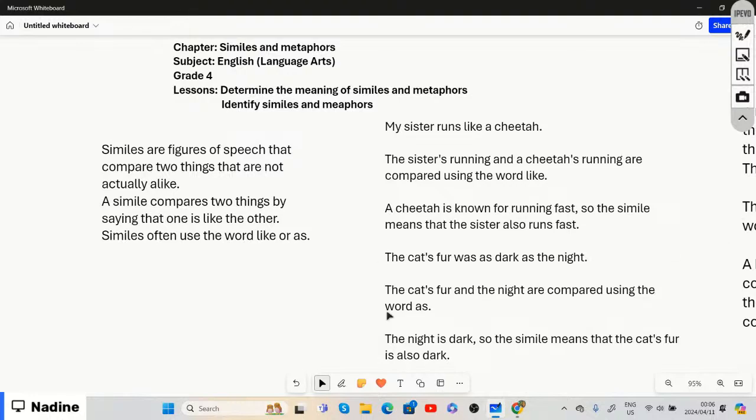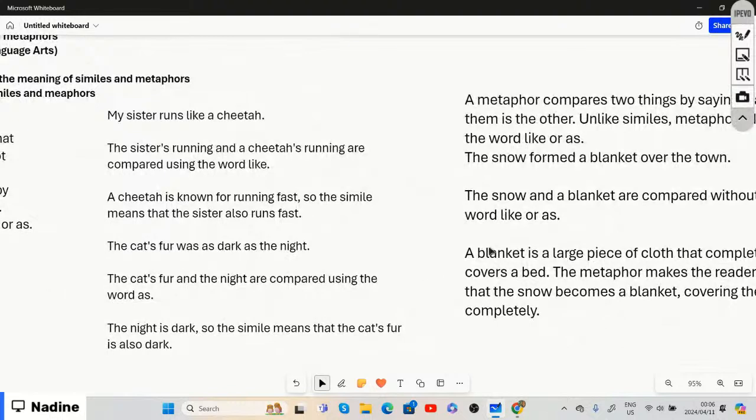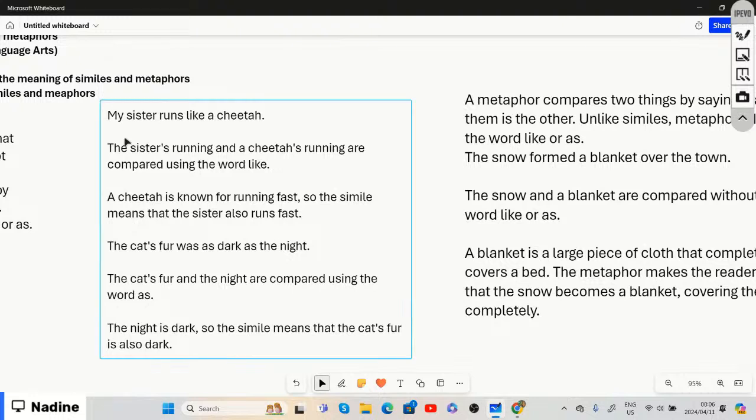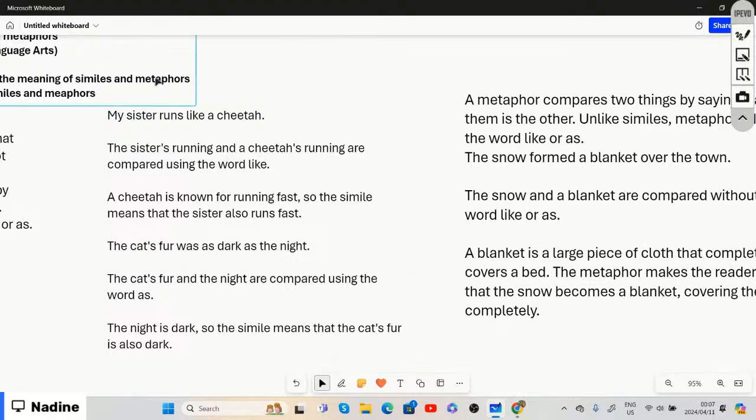All right. So if we also look at another example of a simile, it says, "My sister runs like a cheetah." So if we say my sister runs like a cheetah, then we know that a cheetah generally runs very fast, which means that we compare our sister's running to a cheetah.